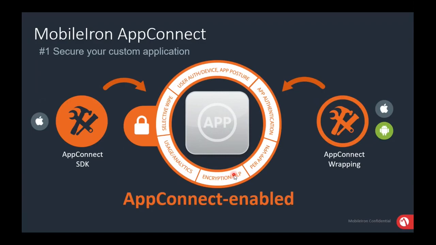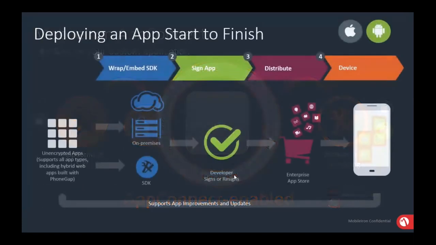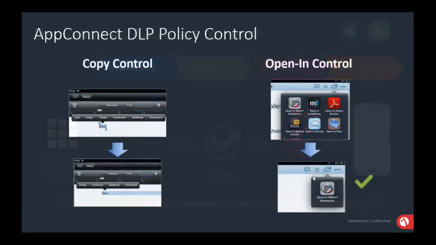So to do that, there is a process of wrapping for iOS and Android. The app has to be wrapped and re-signed, and then it can be published using the Enterprise App Store. Once it has gone through this life cycle, this is how it works: you have an encrypted app, and it will be wrapped using an on-prem tool or a cloud tool. Then it has to be re-signed by the developers. Then they can distribute it using the Enterprise App Store, and it can be installed on the devices.